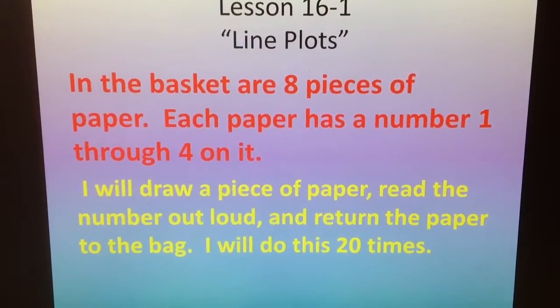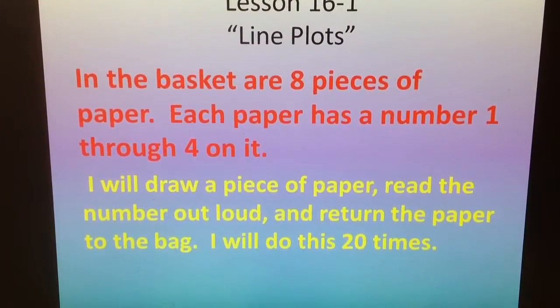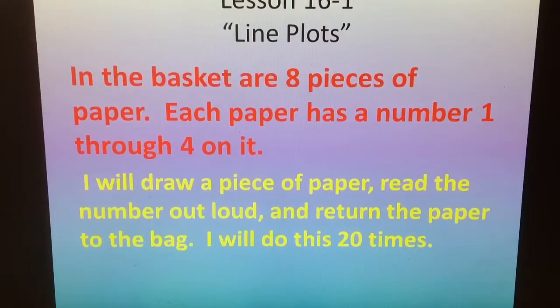Okay, I had a basket today, and in the basket I had 8 pieces of paper. I wrote the numbers 1 through 4 on those papers. Then I drew a piece of paper, read the number out loud, and put the paper back in the basket. I did that 20 times. And then we used that information to make a line plot.